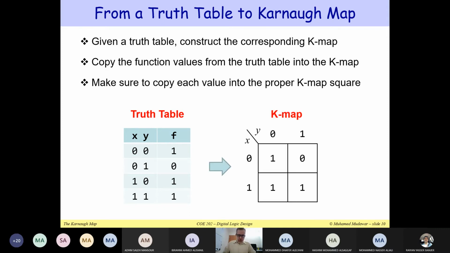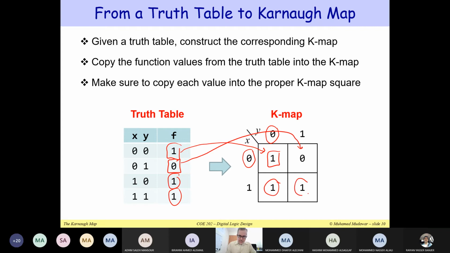So what you need to do is draw the Karnaugh map. Notice that we have 0, 0. So this is x equal to 0, y equal to 0. So this is entry 0, 0. That's a 1. I'm going to copy it here. This is a 0. That's for 0, 1. I'm going to copy it here. And here I have 1, and here I have 1. So these are here and here.